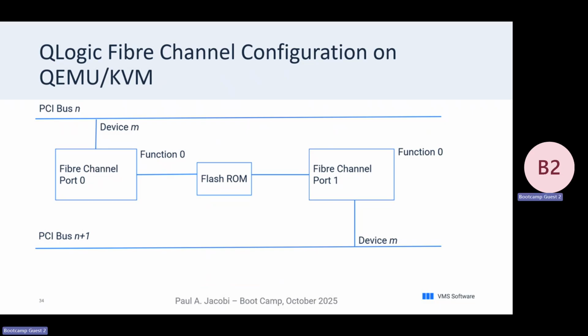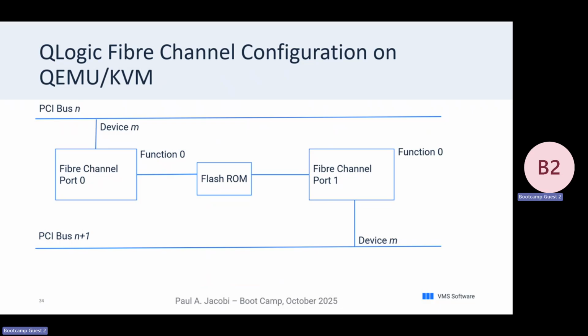Yeah, it was a real surprise. And you'll notice here that the cards now are both function 0 on 2 different buses, whereas in bare metal and ESXi, we had functions 0 and 1 connected to Fibre Channel ports 0 and 1. So we thought, maybe that's something confusing the QLogic driver.